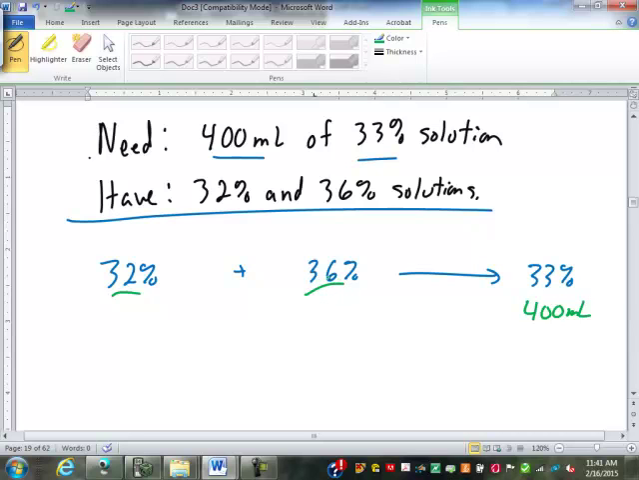I usually let the amount of the higher concentration, in this case the 36%, be my variable. X, Y, whatever you want to use. So we're going to let the amount of the 36% be X. Now we could make the amount of the 32% Y, but in order to avoid a system of equations, we're going to do this. If the total has to add up to 400 milliliters, and we have X amount of 36%, then the 32% has to be 400 minus X.